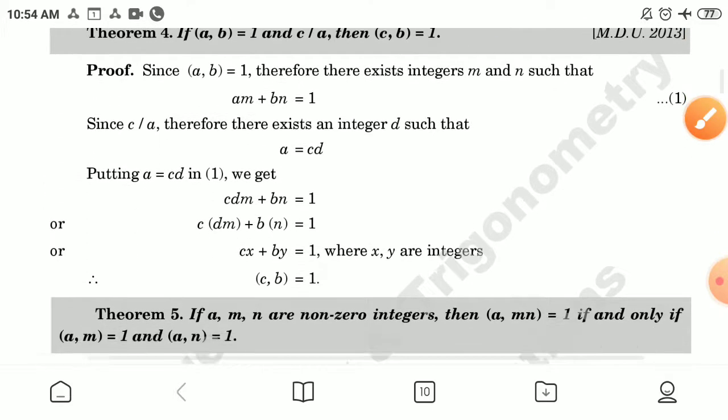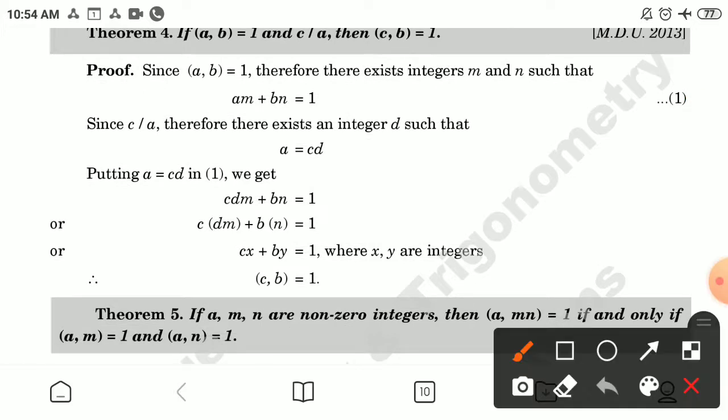Proof is: since the greatest common divisor of a and b is equal to 1, there exist integers m and n such that we can write am + bn = 1, marking this as equation 1. Since c divides a, there exists an integer d such that a = cd. Putting a = cd in equation 1, we get cdm + bn = 1, or c(dm) + bn = 1, or cx + by = 1, where x and y are integers. Therefore, the greatest common divisor of c and b becomes 1.